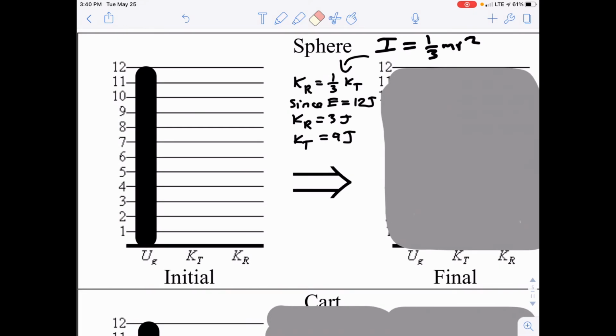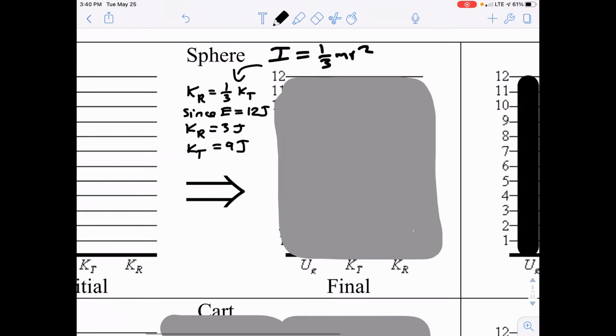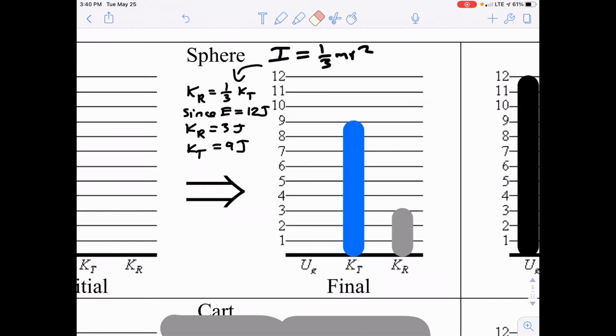Now, since the total energy was 12 joules and the rotational energy is 1/3 of the translational, that means the two have to add up to 12 joules. And that would make the rotational 3 joules and the translational 9 joules, as 3 is 1/3 of 9. And they together have to add up to the total initial energy of 12 joules. This would produce a graph like this.